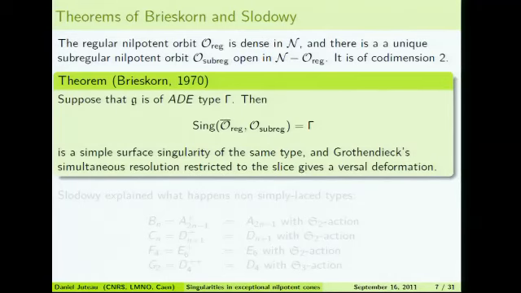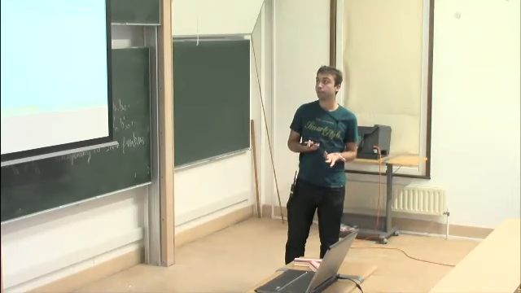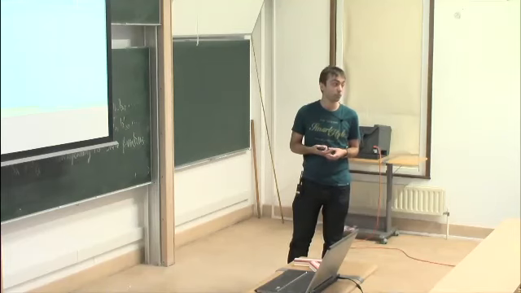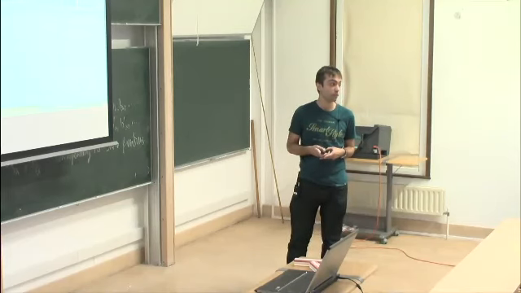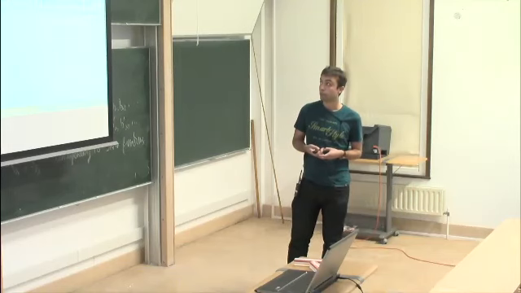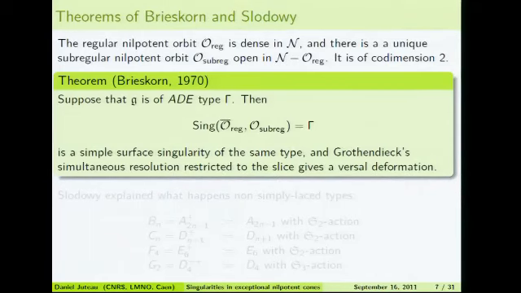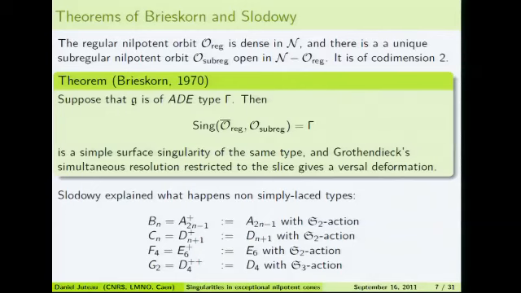And if you take a transverse slice, you get an isolated surface singularity. And if you start with ADE type, you get a simple singularity of the same type. So this is a Brieskorn theorem of 1970. And besides, you can use Grothendieck-Brieskorn-Slodowy simultaneous resolution to get a versal deformation of this. So what about the other types? So Slodowy explains that. The simple singularities are classified, as they are only the ADE classification.